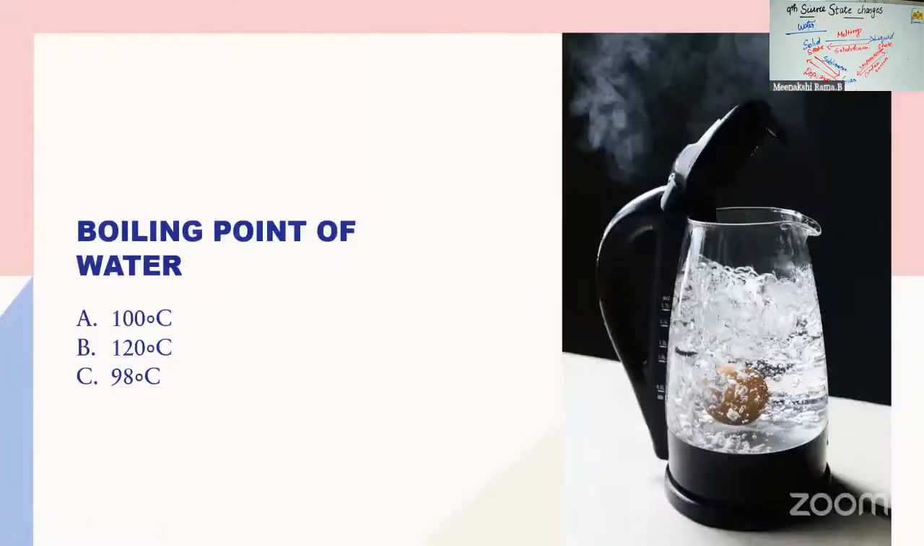Second question, boiling point of water is 100 degrees Celsius, 120 degrees Celsius, or 98 degrees Celsius. These are the three options for this question. I think these are all very simple concepts. The picture also helps you easily find the answer. Boiling point of water, just choose the right answer.